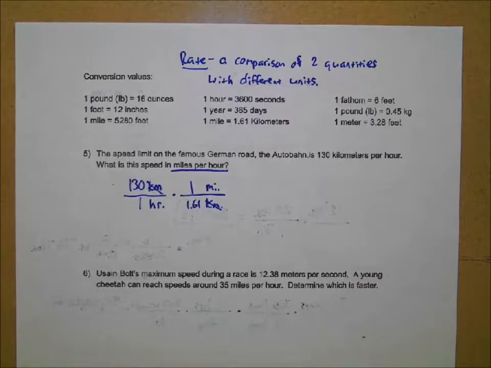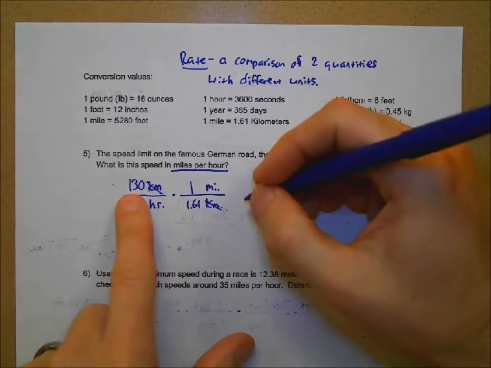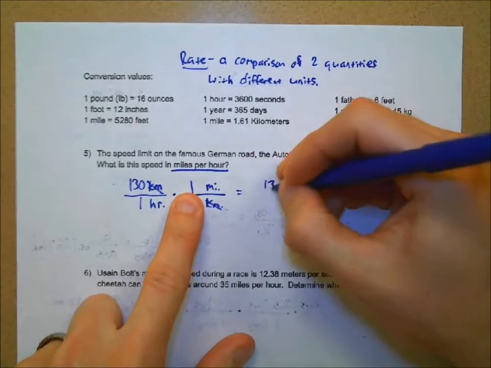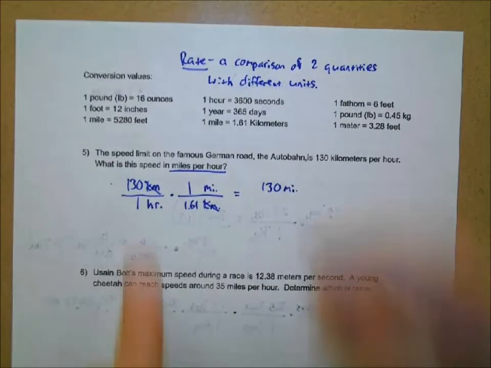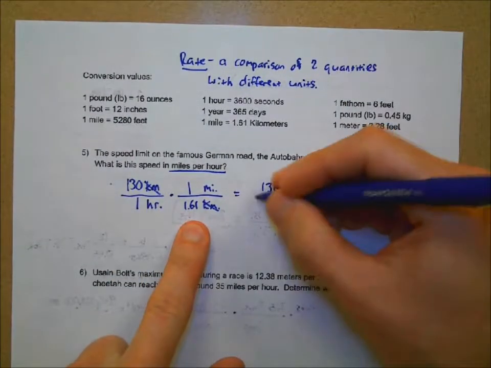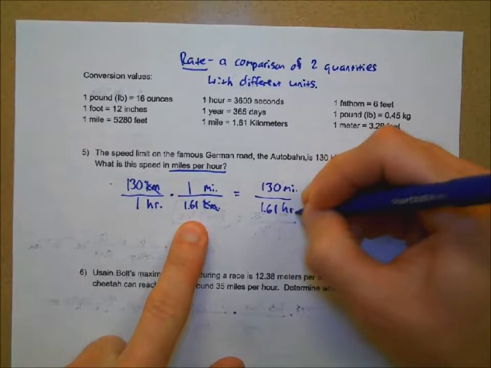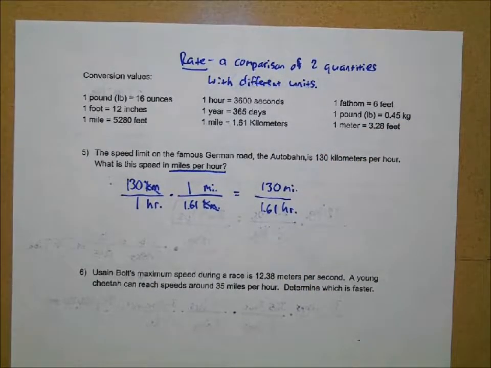So now the units are going to be what in the numerator? Miles. And what in the denominator? Hours. Is that what we want? There it is. So now we just multiply 130 times 1, 130 miles. 1 hour times 1.61, 1.61 hours. Well, that's kind of weird. What should we do for the final step here? Yeah, simplify. Actually do the division, right? So let's do 130 divided by 1.61.